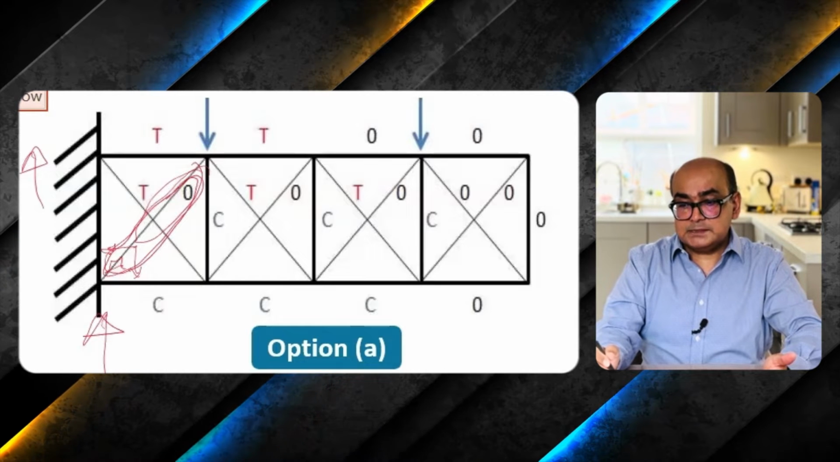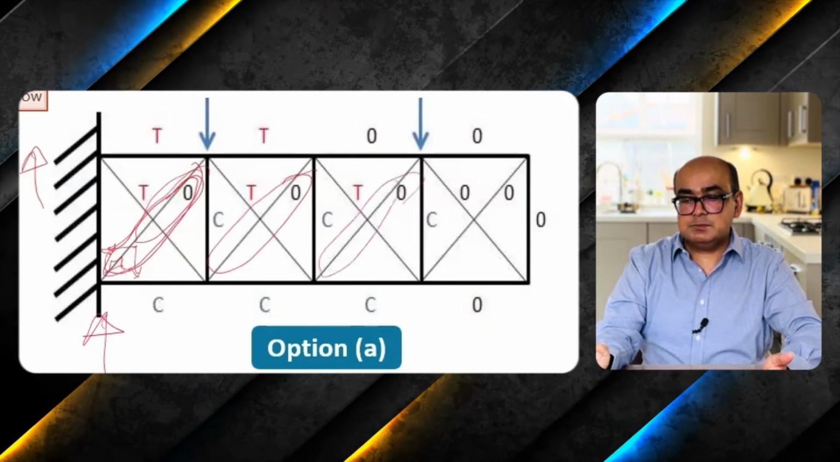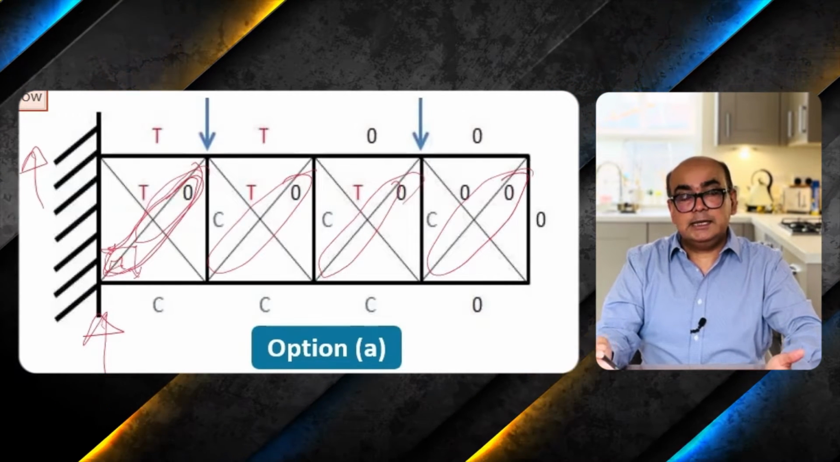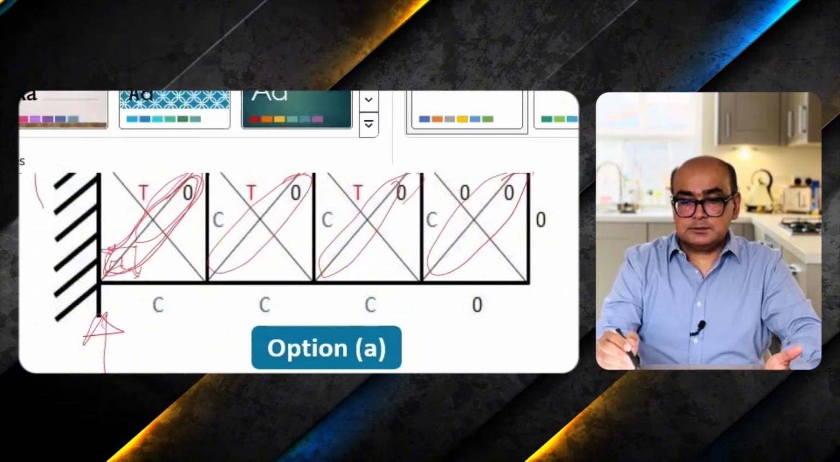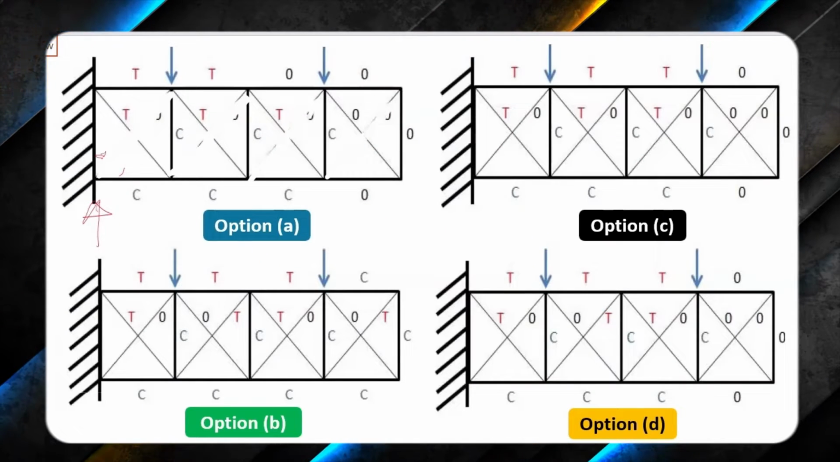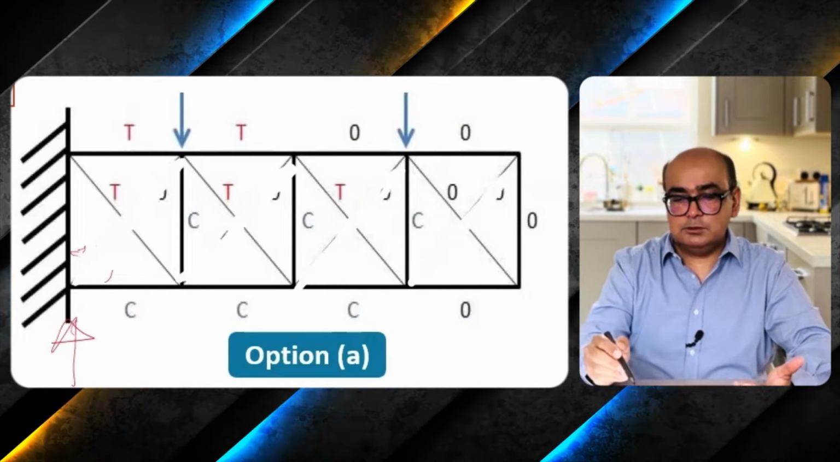So by symmetry, I can say that this member will take compression, this member will take compression, this member will take compression as well, and then I will rub them off. So let us rub them off. So all these members are taking zero force.